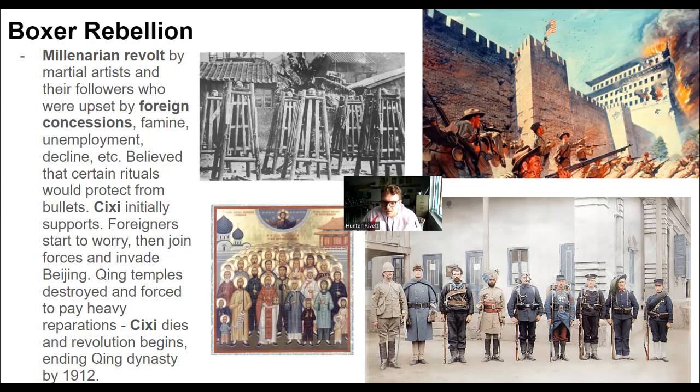This is a German one. I can tell that by the pickelhaube. This guy's French, red pants. The Zouaves, the French. This guy is Italian. This guy is Russian. This guy is Austrian. Or maybe I have that backwards. This guy may be Russian. This guy may be Austrian. This guy is Italian. I can tell that from the plume on the hat. And this guy is Japanese, right? And those are all the people that had concessions there during the Boxer Rebellion in China. I'm pretty sure, yeah, this guy's a Russian sailor. This guy's Austrian. That's what it is.